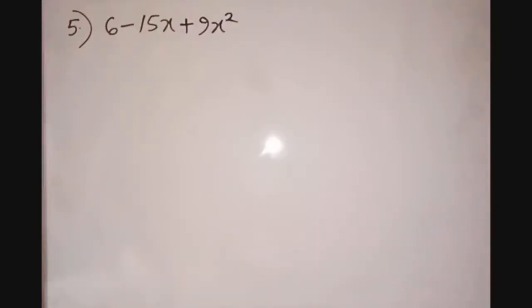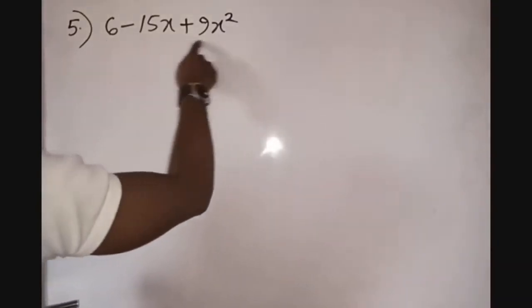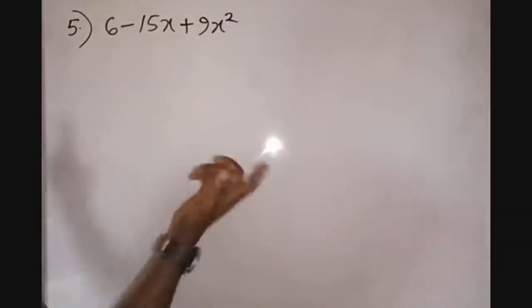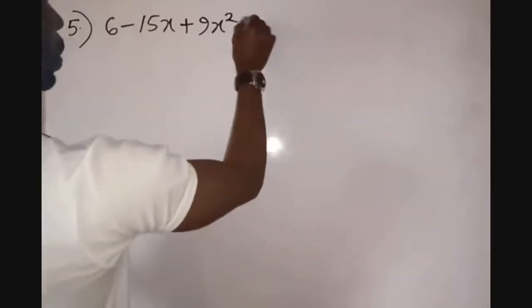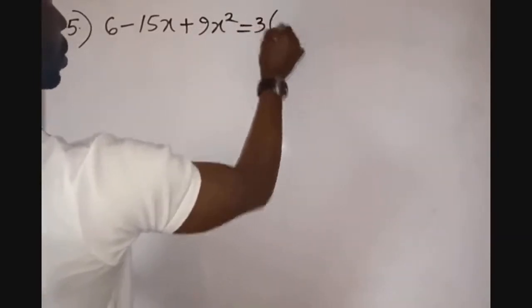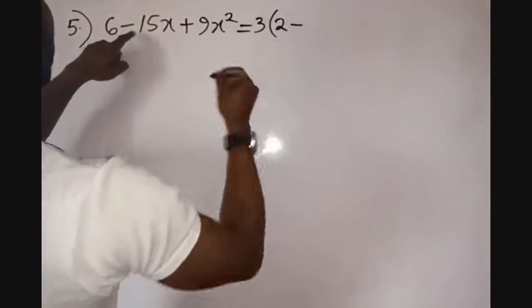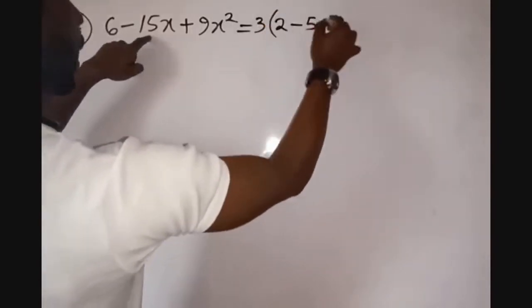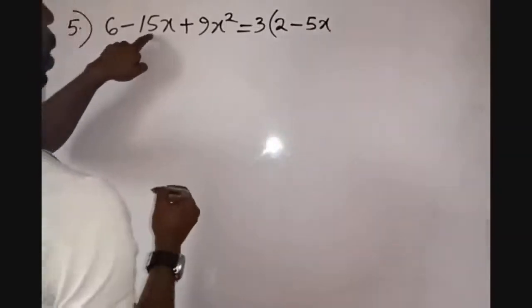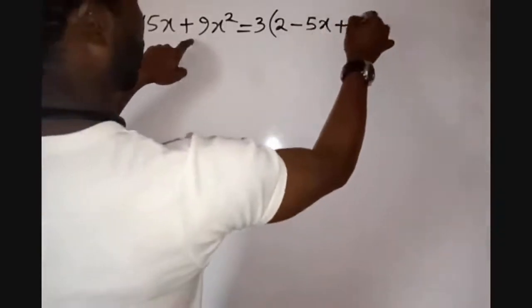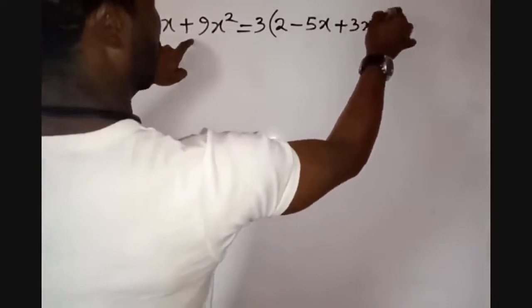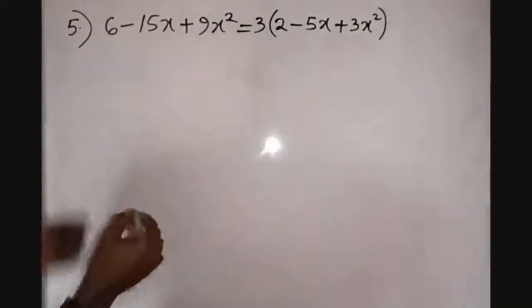All right, let's look at this next question. The first thing I want to check is, is there anything common to all of them? Yes, something is common to all of them. 3 is common to all of them, so I can bring the 3 out. It's a factor. So I'll be left with 2 here, minus 5x, and I'll be left with 3x squared. So that's what I'll be left with.